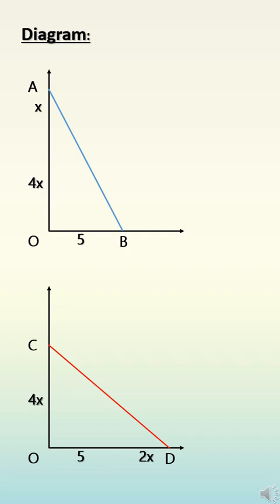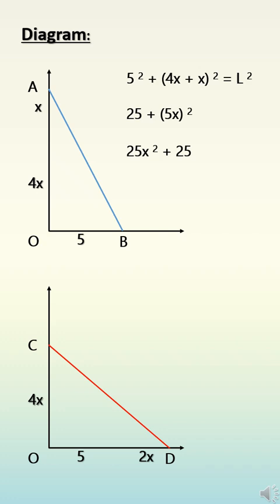Starting with the upper diagram, using Pythagoras, a squared plus b squared equals c squared, where c is the longest side, the hypotenuse, we get 5 squared plus, in brackets, 4x plus x, close brackets, squared is equal to the length of the ladder, L squared. Simplifying that, we get 25 plus 25x squared as an expression for the length of the blue ladder, which is the same as the red ladder.